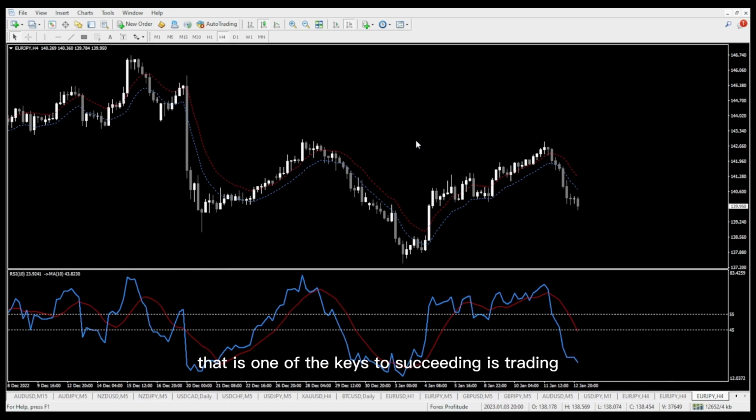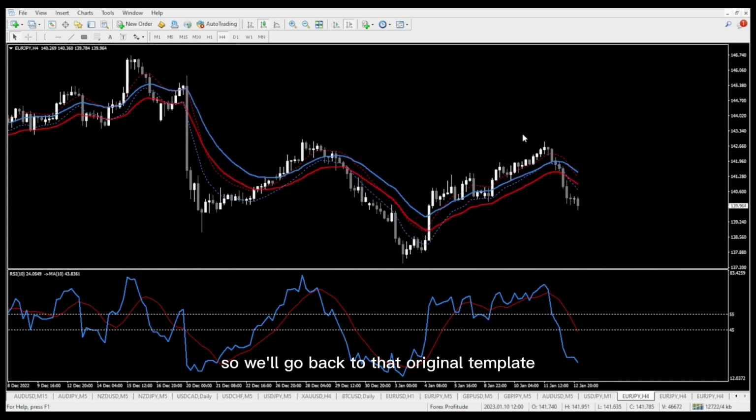That is one of the keys to succeeding as trading is trade management and having the appropriate method to trail your stop loss so that you do let the market breathe. But at the same time, if the market is going to change direction on you, that you're not going to give back too much of that profit.